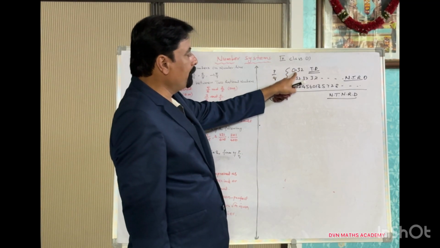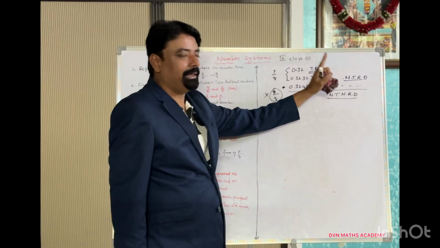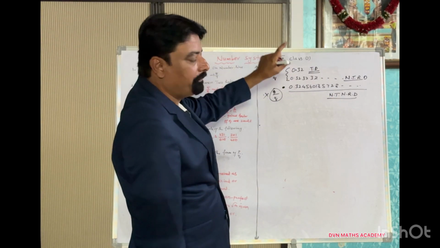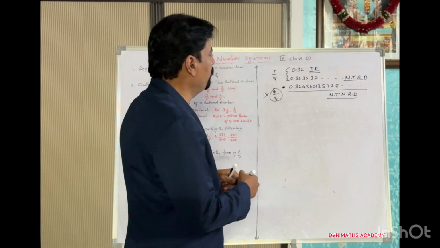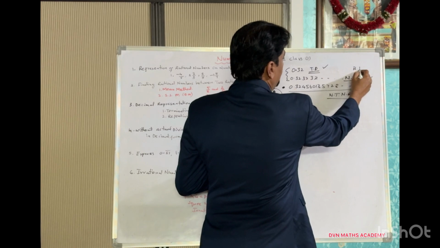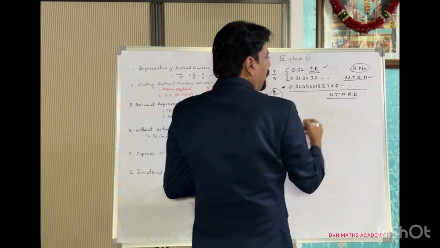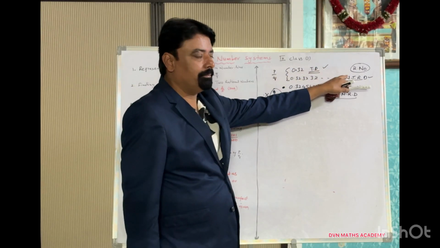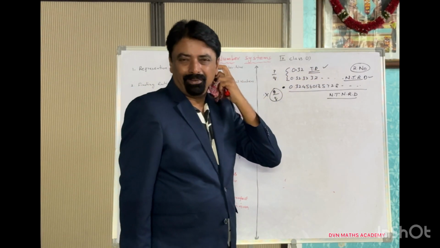So this is a terminating decimal and this is a non-terminating repeating decimal. These two types of decimals we can convert into the form of p by q. Therefore we can say that these two types of decimals we can call rational numbers. Here I wrote rational numbers, because terminating decimals are rational numbers and repeating decimals are also rational numbers.